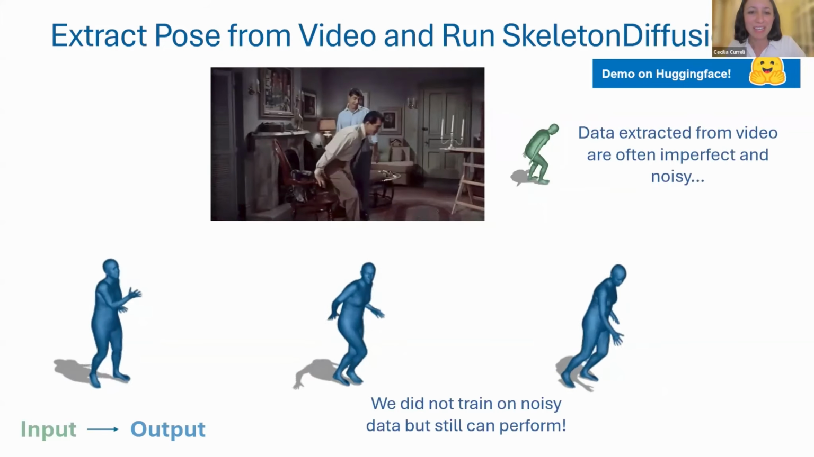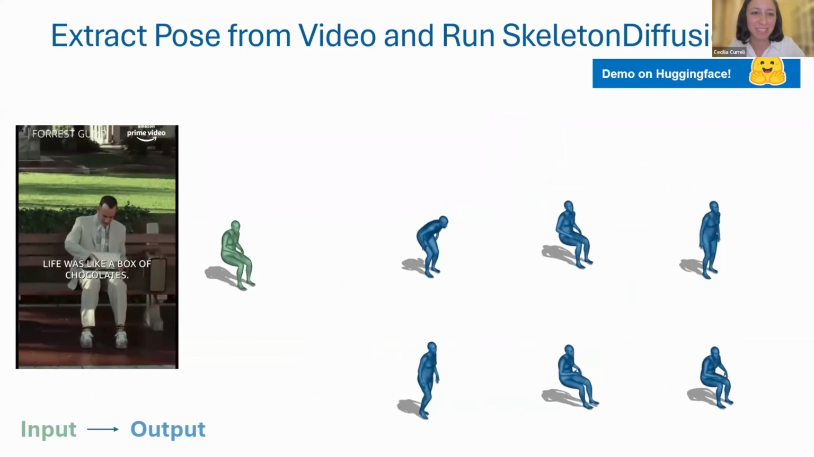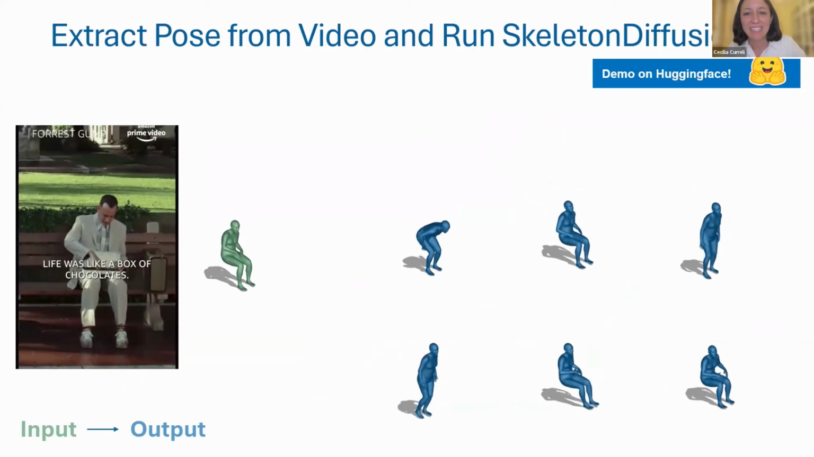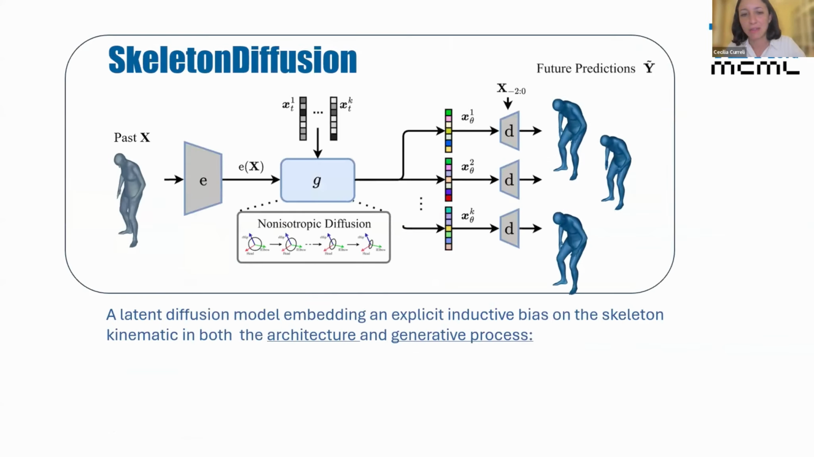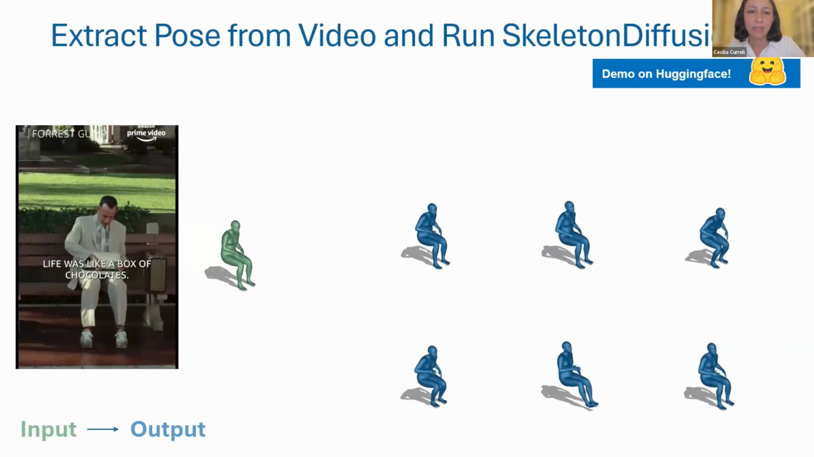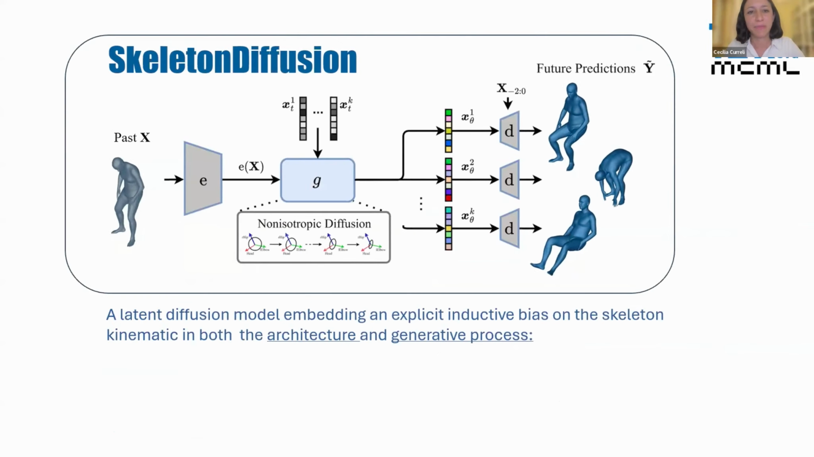Another example, the last one, is from Forrest Gump. Life is like a box of chocolates, if you know it. And you can see lots of diversity. Sorry again. So now, how do we achieve these results?